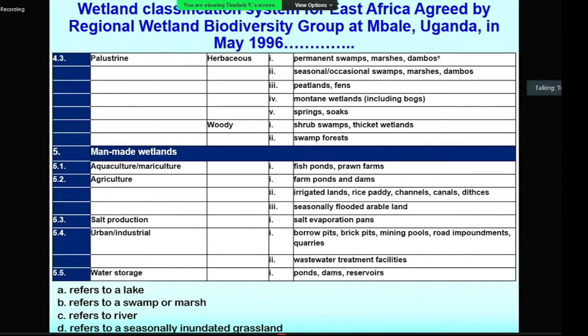Under man-made wetlands, there is also a category of wetlands found in urban or industrial areas, which includes borrow pits, brick pits, mining holes, road impoundments, and quarries. And the last category under man-made wetlands is water storage, which divides into two subcategories: wastewater treatment facilities, and ponds, dams, and reservoirs.